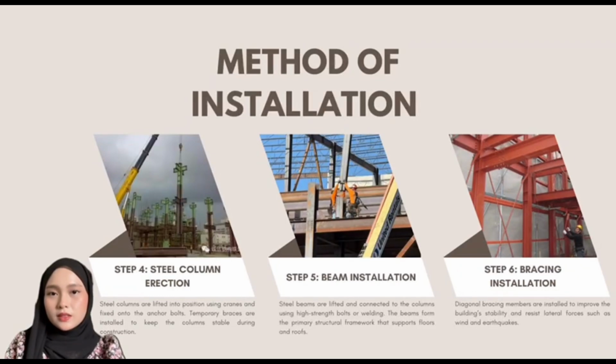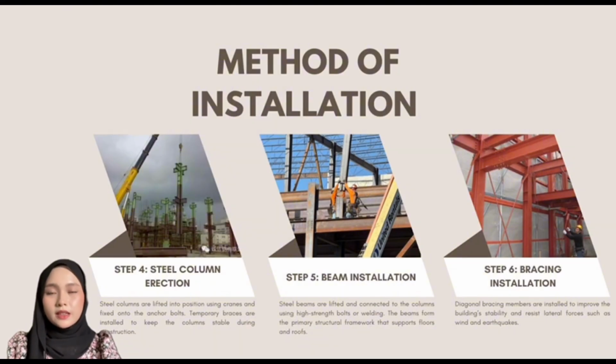The fourth step is steel column erection. Steel columns are lifted into position using cranes and placed onto the anchor bolts. Temporary braces are installed to keep the columns stable, while engineers check the alignment. Once the columns are correctly positioned, they are securely fastened before the next stage.